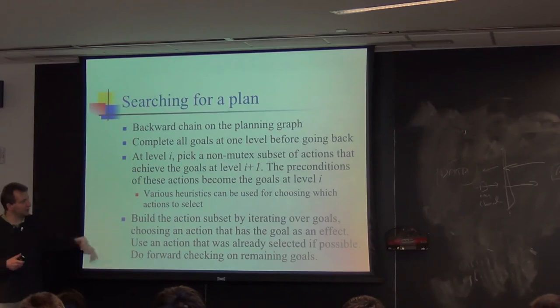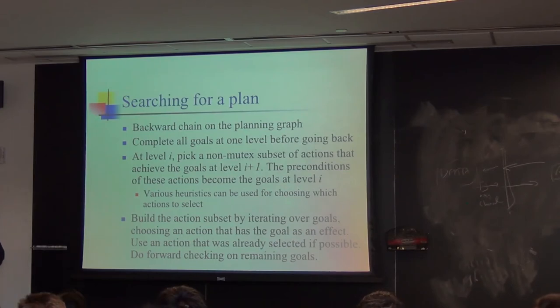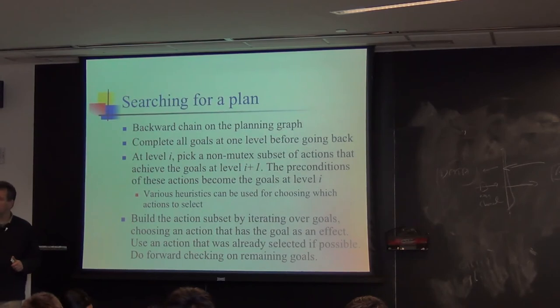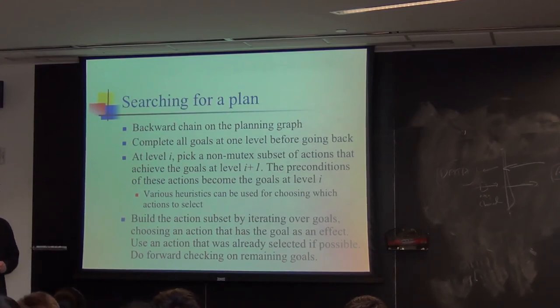So you build the action subset by iterating over the goals, choosing the action that has the goal as an effect, using an action that was already selected if possible, and then doing forward checking on the remaining goals to make sure that you have no inconsistencies. So you basically are just doing a search like we've done in everything else. As I said, it's almost like a CSP search, in that you keep looking until you find out that you can't get back, you're not at your goal state, then you back up and try another set of non-mutexed actions and walk them back and see if you can do that.